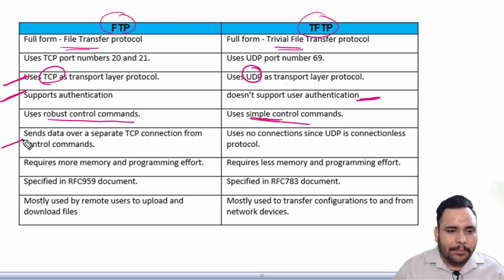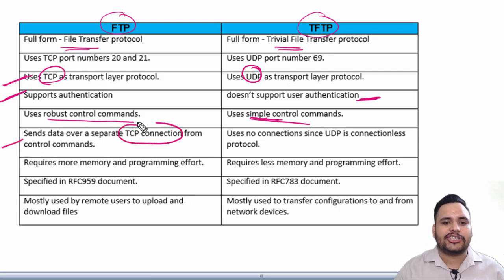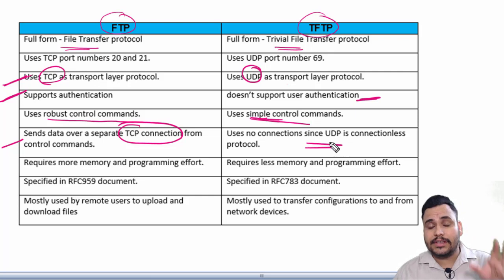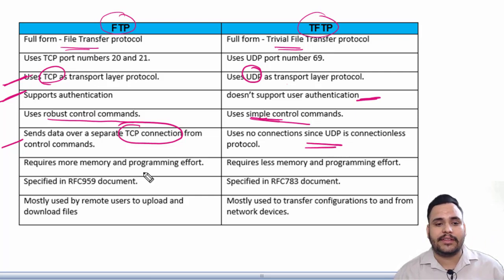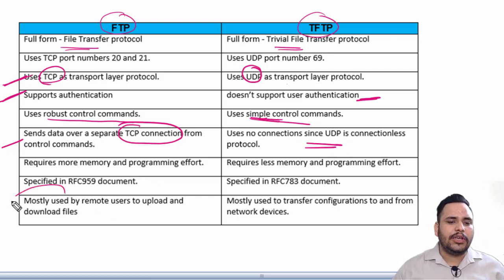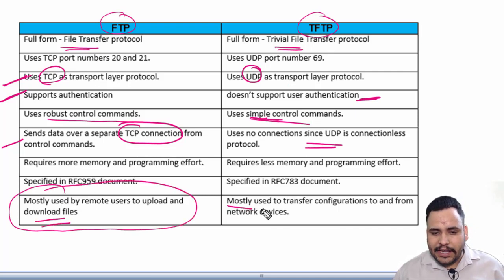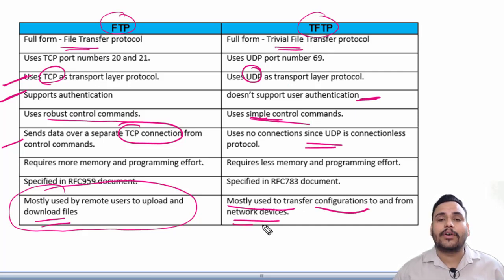Also, FTP uses a TCP connection, like the three-way handshake process is used by FTP, but there is no three-way handshake process used by TFTP. So this is the important difference between them. After that, FTP is mostly used by remote users to upload and download files, and TFTP is used to transfer configuration to and from network devices.